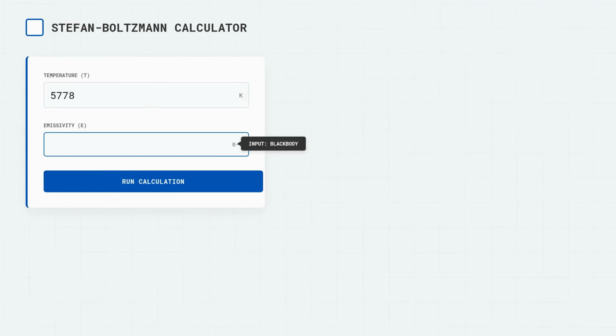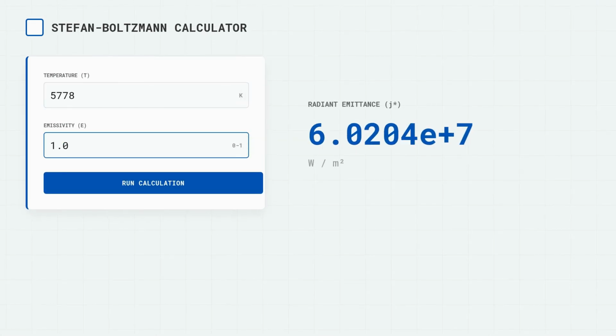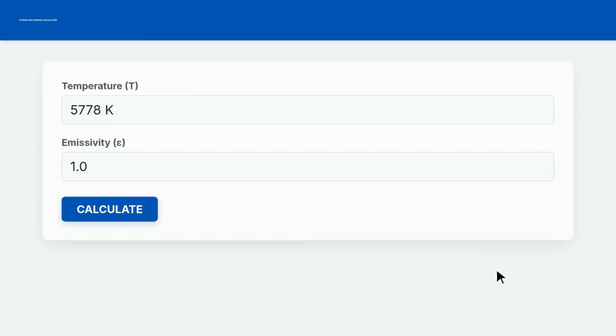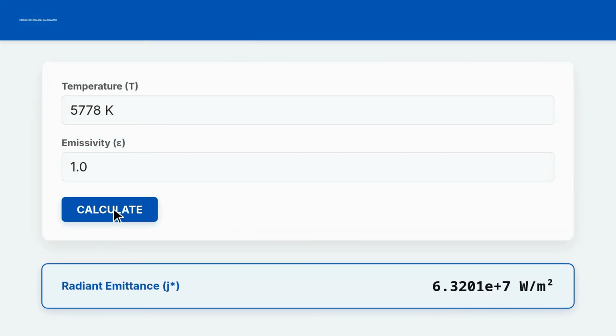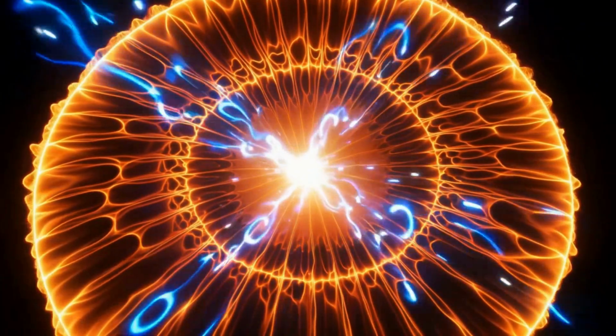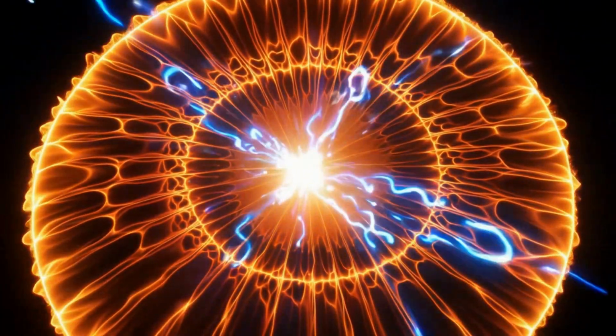With a temperature of 5078 Kelvin and an emissivity of 1.0, clicking Calculate gives us a radiant emittance of 6.3201E+7 watts per square meter. This represents the power radiated per unit area at this temperature.